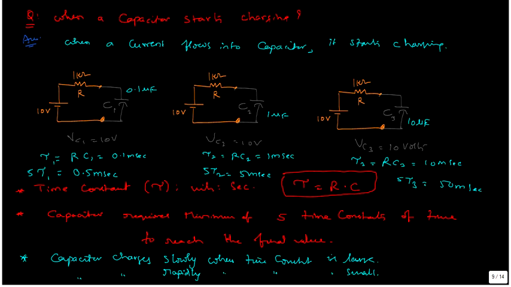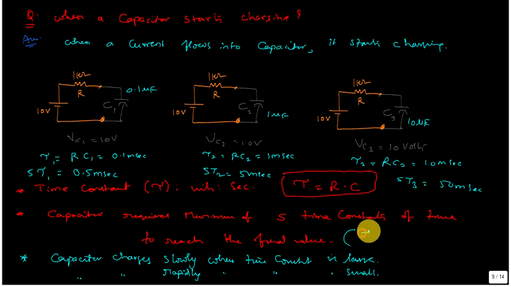So till now we have seen how a capacitor charges. Capacitor charges means the capacitor stores energy in the form of voltage or electric field. We are talking about voltage here, and how it is charging we have seen. The same concept is applied for discharging also, not only charging. So a capacitor requires a minimum of 5 time constants of time to reach its final value.